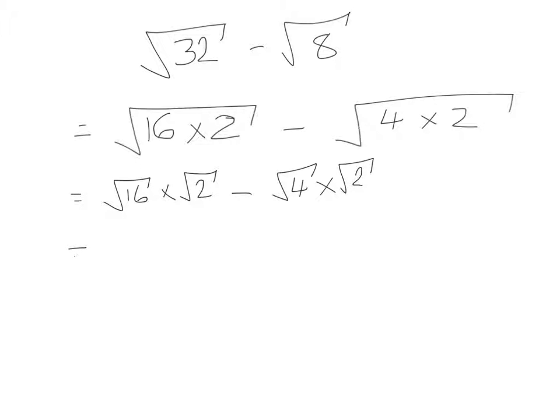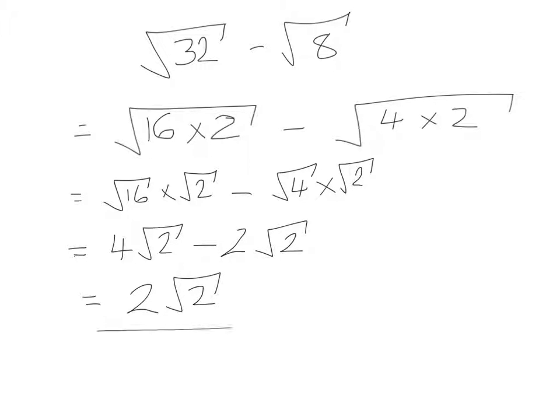I know that root 16 is 4. So I can write that as 4 root 2. And then take away root 4 root 2. I know that the square root of 4 is 2, because 2 times 2 is 4. So that is going to give me 2 root 2. Then 4 root 2 take away 2 root 2. So essentially 4 take away 2 is 2 root 2.